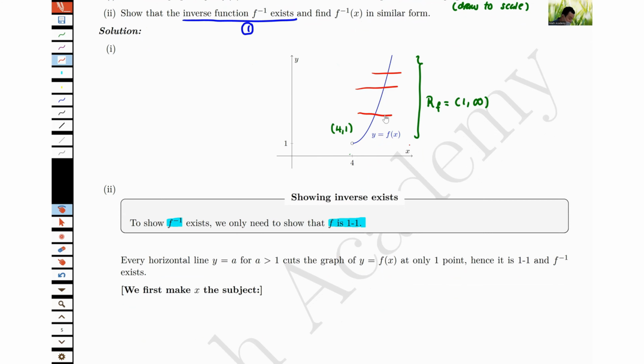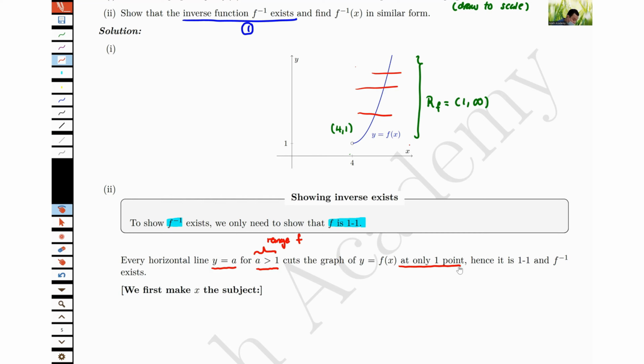Okay, it doesn't. So we can say for any horizontal line y = a, with a larger than 1. So what am I stating here? This is the range of f. I'm only mentioning the values that are larger than 1 because that is my range. And it cuts the graph at only 1 point.